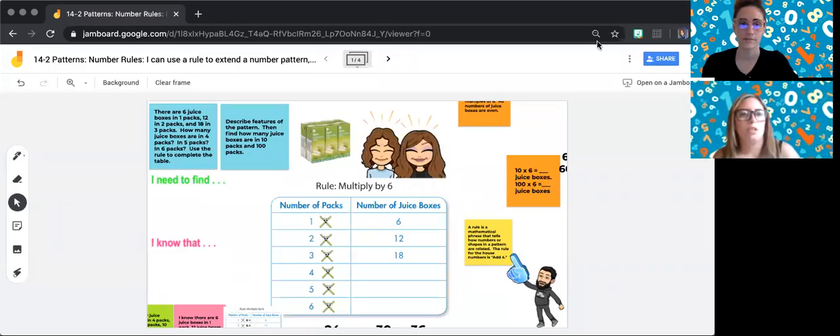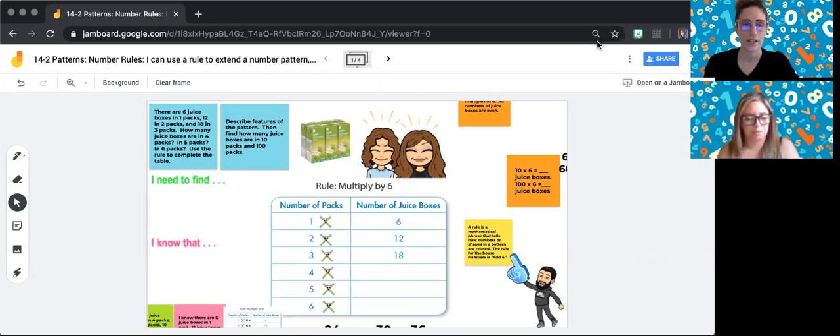Today we are going to do lesson 14-2, patterns, number rules. I can use a rule to extend a number pattern, identify features of the number pattern, and use the number pattern to solve a problem.